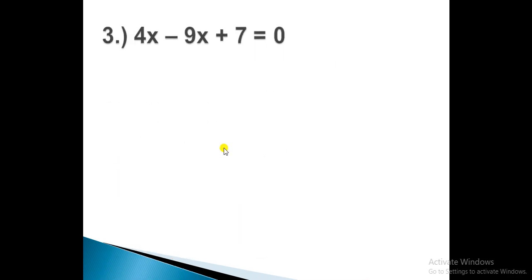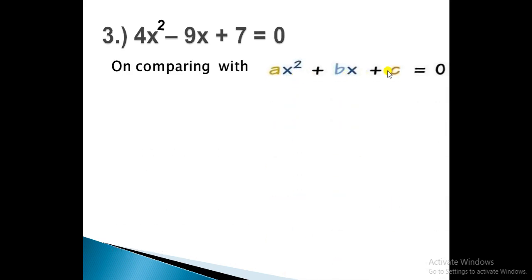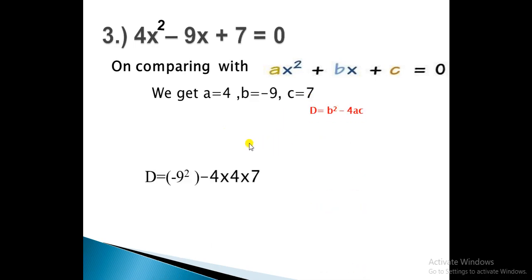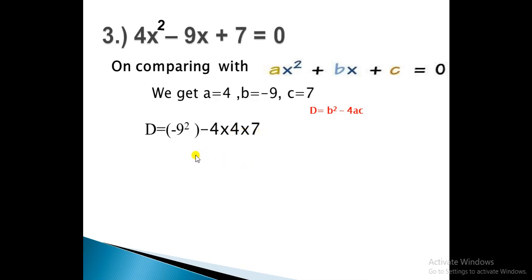Now let's move to the third case. In this we have 4x square minus 9x plus 7 equals 0. So let us compare the equation with the standard one and find the values of a, b and c. What's the value of a? 4. Value of b? Minus 9. And value of c, 7. So find out the value of d here now. What will that be? Minus 9 whole square minus 4 into 4 into 7. So find it out fast.